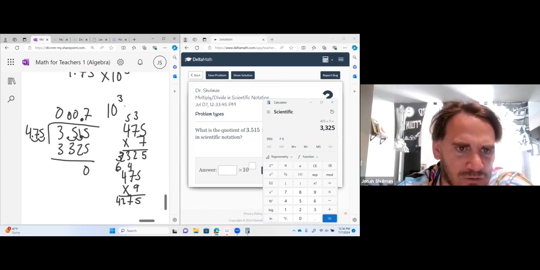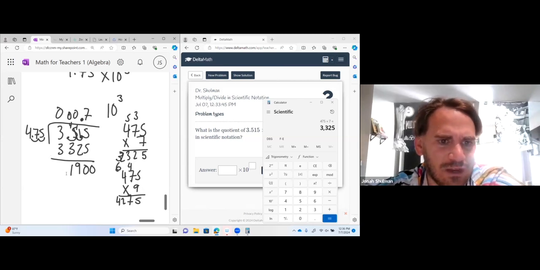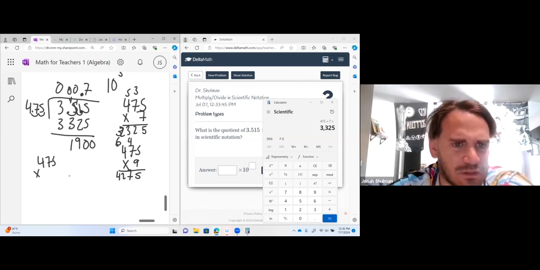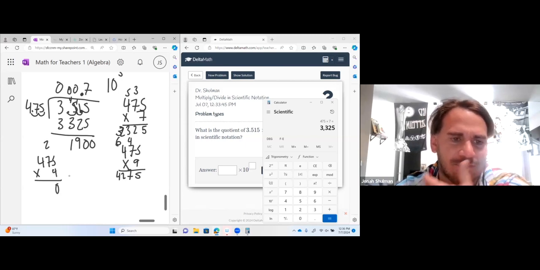5 minus 5 is 0. And that's your 9. 190. And then we have a 0 here. So 475 times what should give us 1900? 475 times, I don't know. Is it times 4? Let's see. 4 times 5 is 20, carry the 2. 4 times 7 is 28, plus 1 is 29. 4 times 4 is 16, plus 2 is 1890.